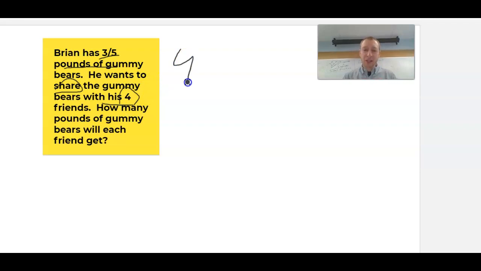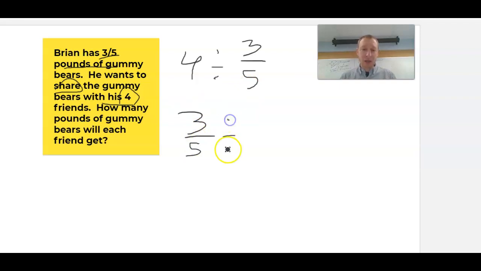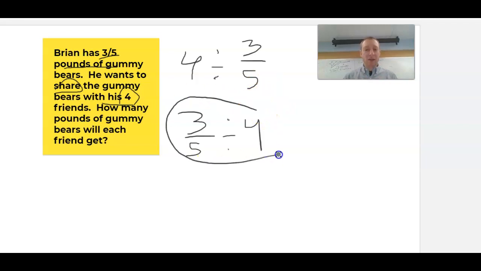So are we doing this? Are we doing 4 friends? Are we splitting those 4 friends into 3/5 pounds of gummy bears? Or are we taking those 3/5 pounds of gummy bears and splitting them up into 4 friends for our 4 groups? Go ahead, point at the screen. Which one do you think we're going to do? If you pointed at this one, you're right. We're not splitting 4 friends into 3/5. That doesn't make any sense, right? He has 3/5 pounds of gummy bears. He's splitting them up amongst 4 friends. So 3/5 divided by 4.